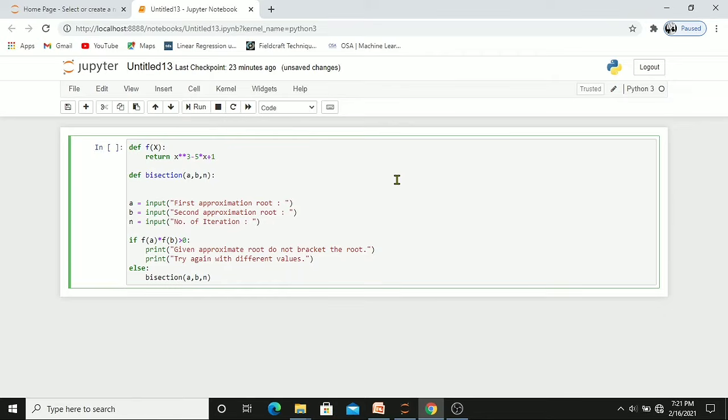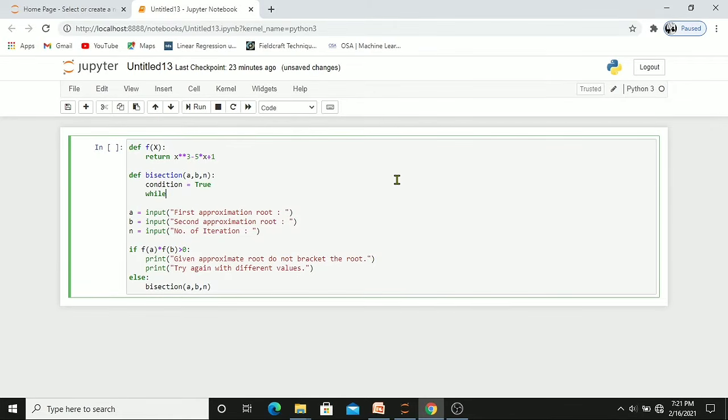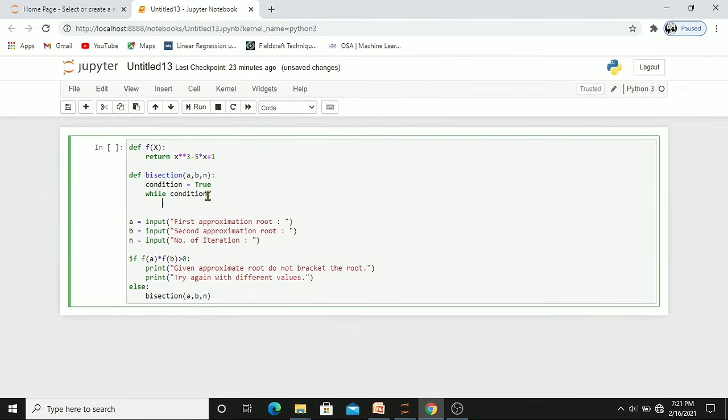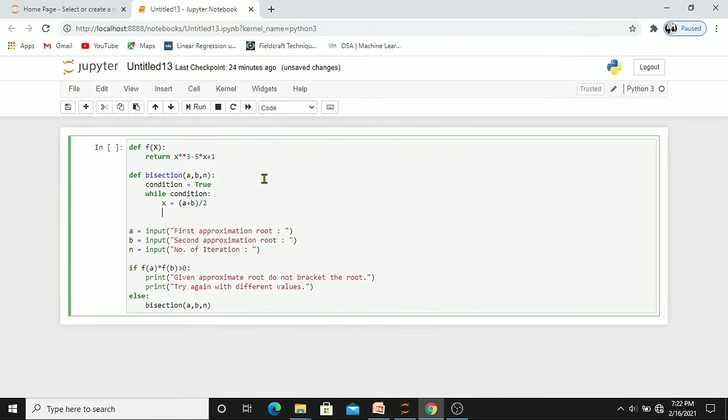Okay, so for that I am using a condition statement. This will be taken as true by default. Okay, and I am using the while loop, right? So in the while condition, by default this loop will be true and it will be executed, right? So after execution, I have the values of a and b. So what does the bisection method mean? That is x equals a plus b by 2. This is the bisection method. Okay, so with the help of this I will get my root for the first iteration. Okay, so this is the first iteration value.